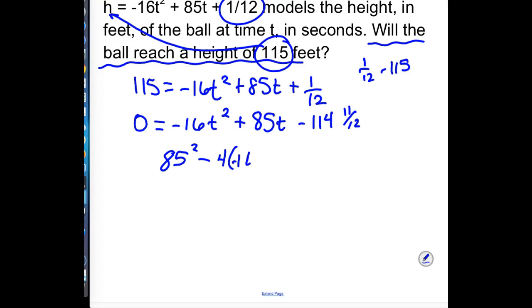Okay, so now when I go and do my b squared minus 4ac, I have 85 squared minus 4 times negative 16 times negative 114 and 11/12. Now let's check how we're going to type that in our calculator. You could convert that to a mixed number, or sorry, to an improper fraction from a mixed number. You could convert it to a decimal. If you want to be exact and not have to do the whole converting to an improper fraction, we can type that in like this.